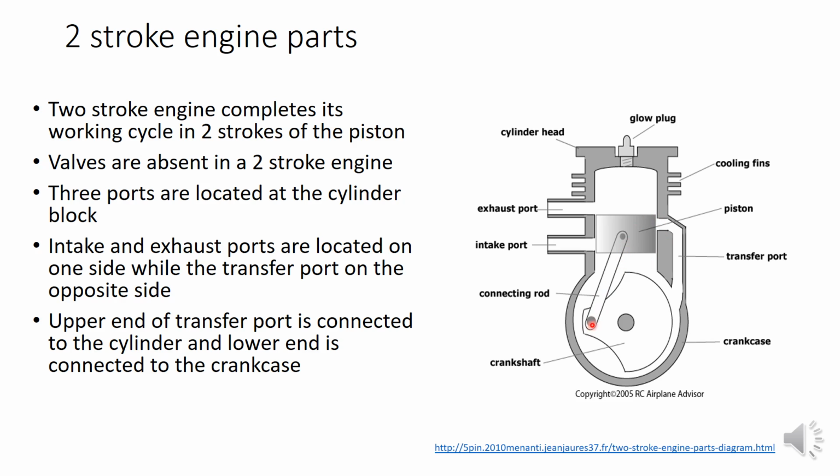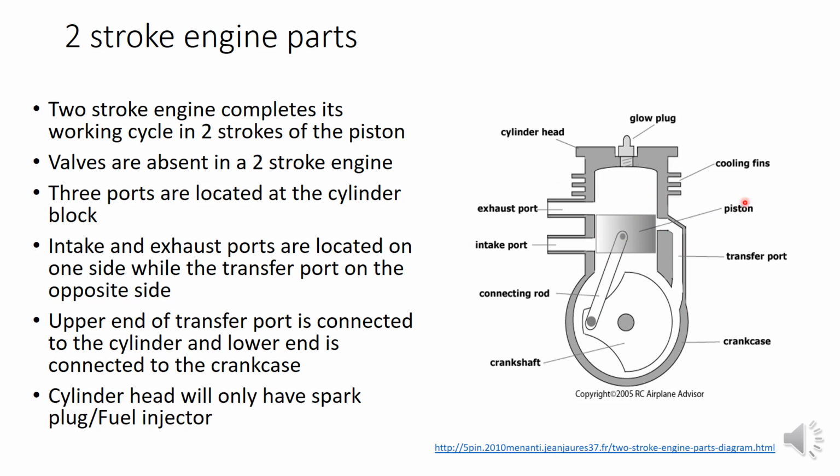And all other things are the same. We have a piston here, a connecting rod, a crank and crankshaft. All the remaining things are the same as those of a four-stroke engine. But instead of valves we have three ports, and at the cylinder end we have only a spark plug or a fuel injector. If it's a petrol engine there will be a spark plug, and if it is a fuel injector, it will be a diesel engine. So those are the parts of a two-stroke engine. You have to draw a neat figure of this if the working is asked.